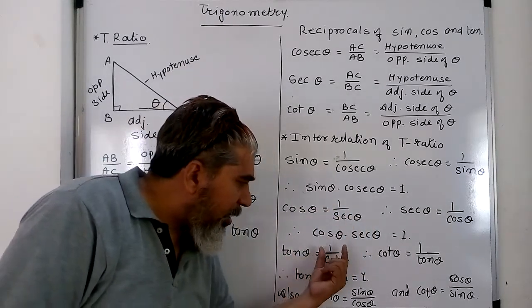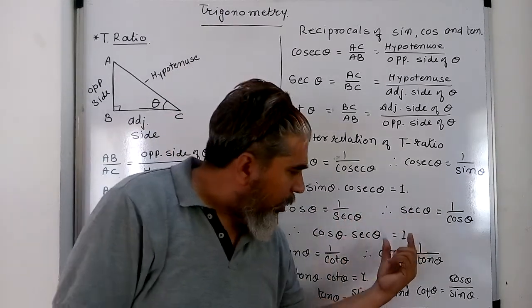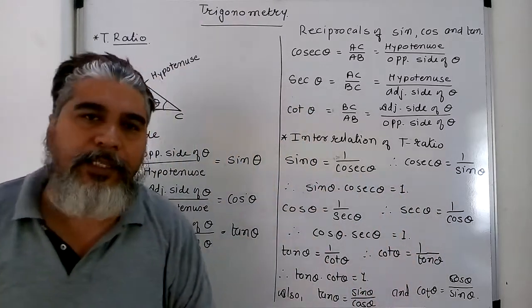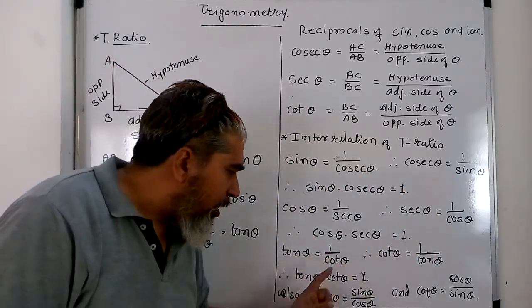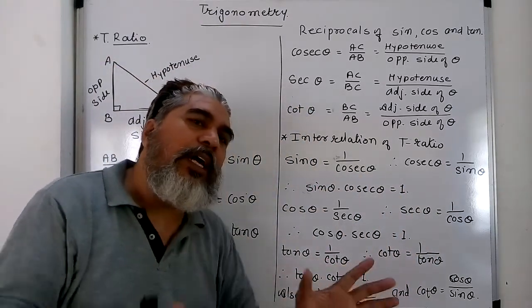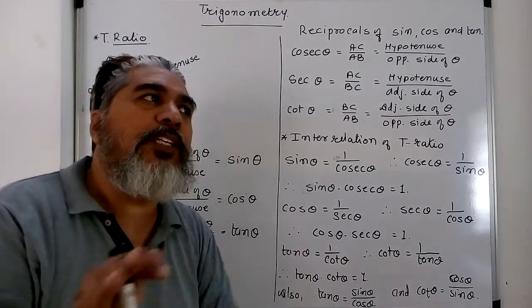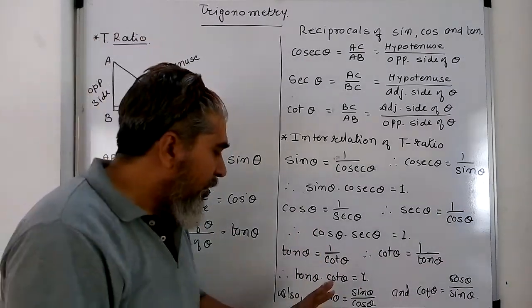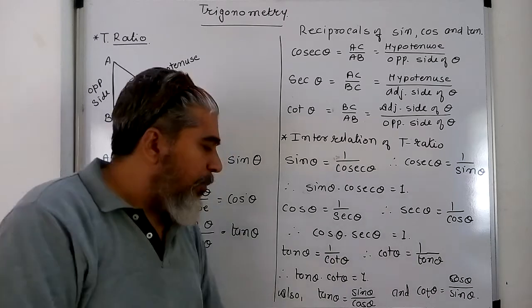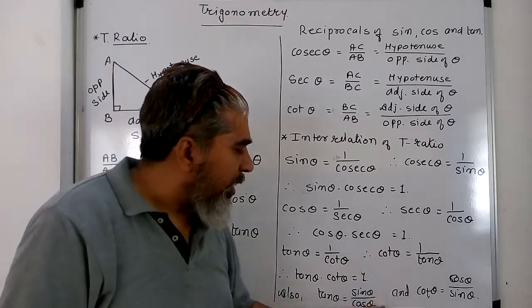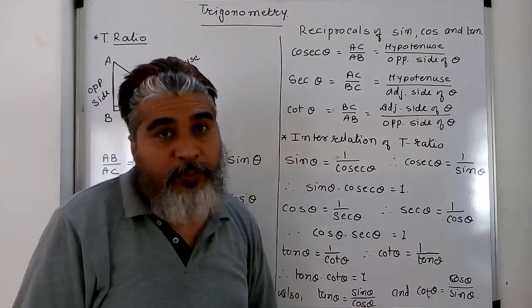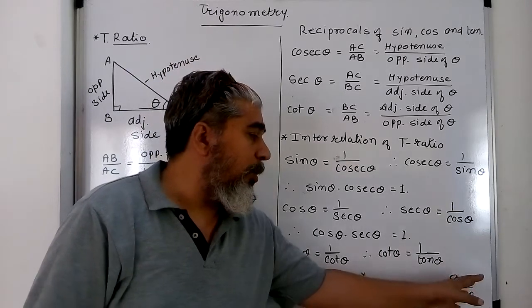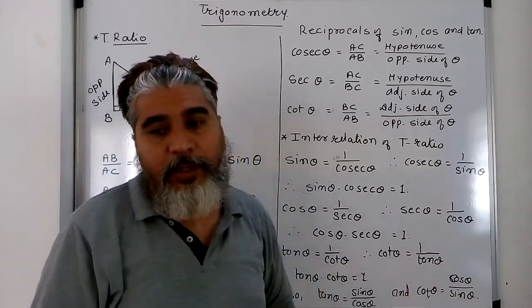Now tan theta is equal to 1 by cot theta and cot theta is equal to 1 by tan theta. So their product is also 1. So tan theta and cot theta are also reciprocals of each other. Not only that, but tan theta is equal to sin theta upon cos theta, and cot theta is equal to cos theta upon sin theta.